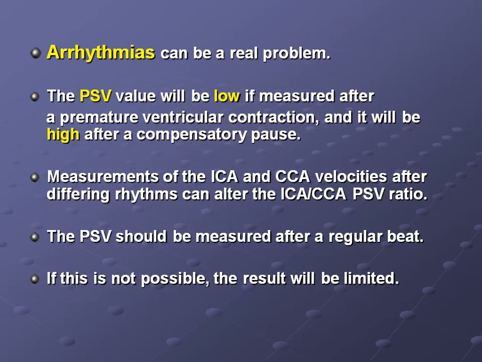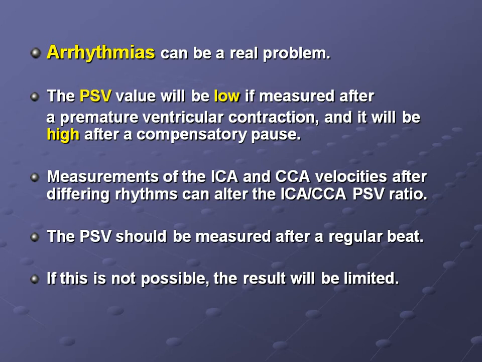Arrhythmia can be a real problem. Which part to measure? The peak systolic velocity will be low if measured after a premature ventricular contraction, and can be high after a compensatory pause. With a regular heartbeat, if it is a premature beat, you get a low peak systolic velocity; if it is a compensatory beat, you get a high output. Which one should I measure? The premature or the late one? Okay?